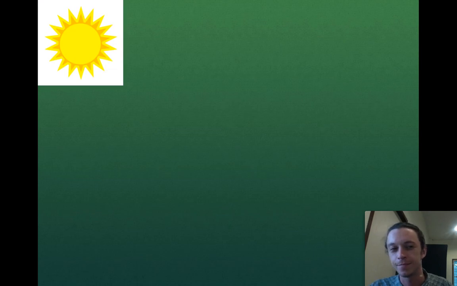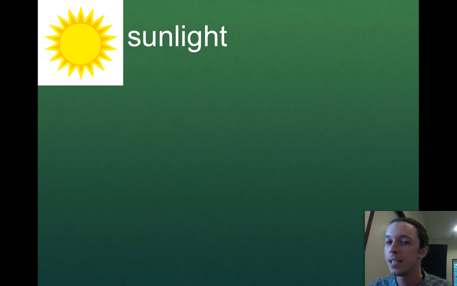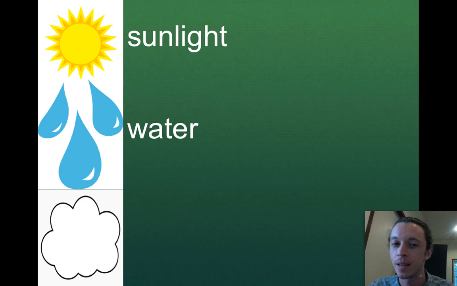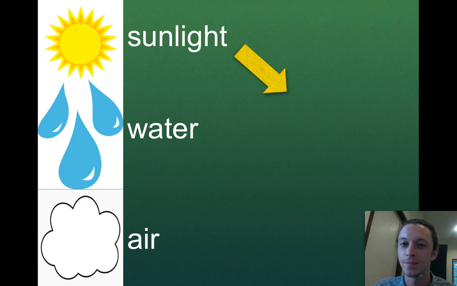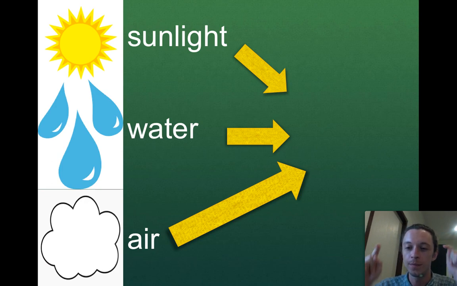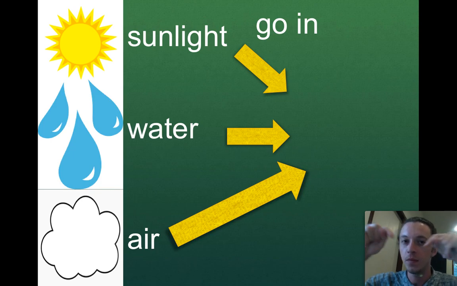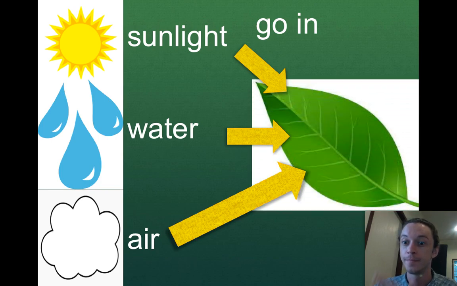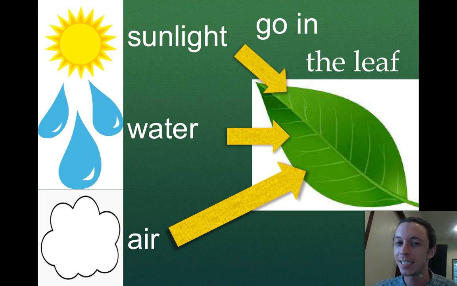What is this? It's sunlight. Water. And air. Sunlight, water, and air. They go in the leaf.